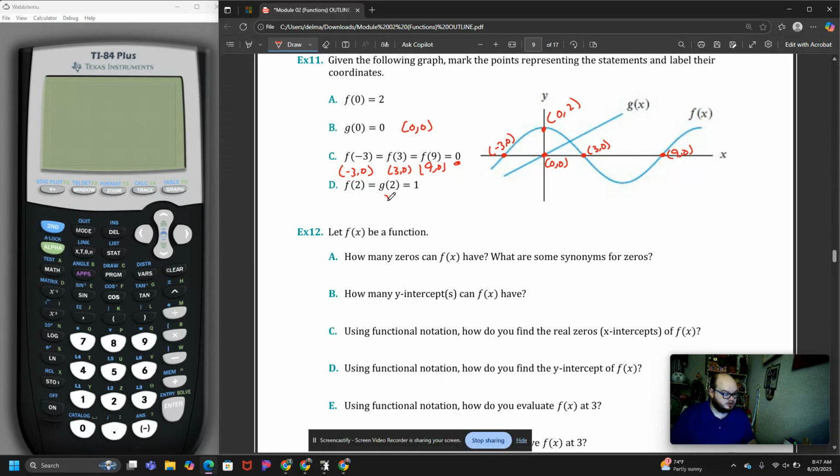So this one is what? 2, comma 1 for both f and g. And that's where they intersect right here. Okay, so that's where they intersect.